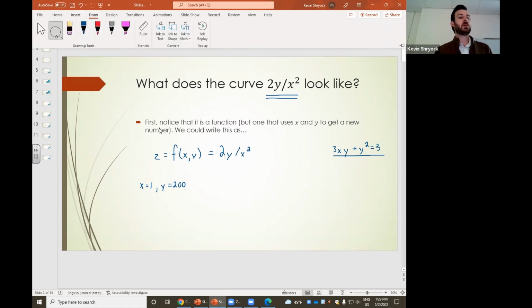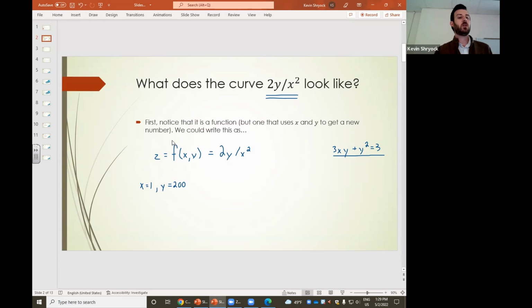But for our purposes, I mostly just want us to recognize that this is a function that behaves not in two-dimensional space, not in I plug in X, I get out Y, but in three-dimensional space. I plug in X, I plug in Y, I get out a new number. Call that Z if you'd like. Call it F if you'd like. All fine for me.